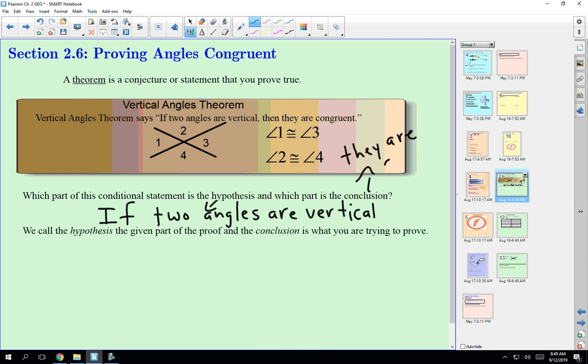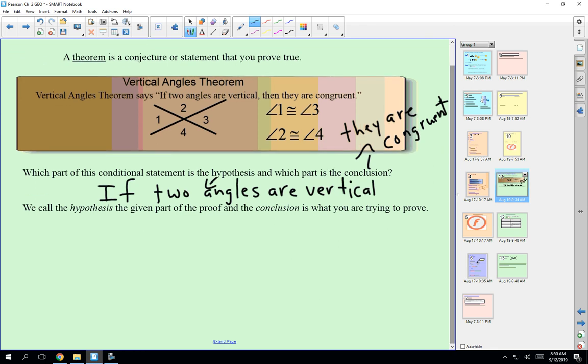So this is a theorem that's written as a conditional, and the hypothesis is the if part, which we call the given part of the proof, and the conclusion is what you're trying to prove. So with these geometric theorems that we're going to be working with, the given will be the if part, what you're trying to prove will be the then part, and you've got to fill in between. Okay?